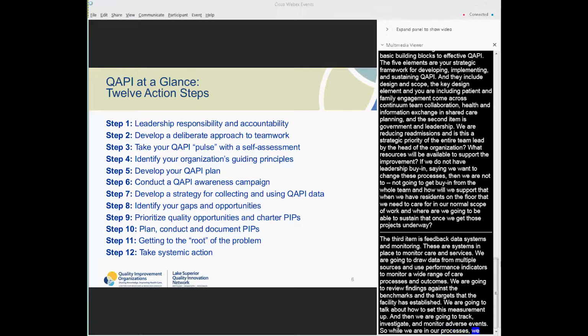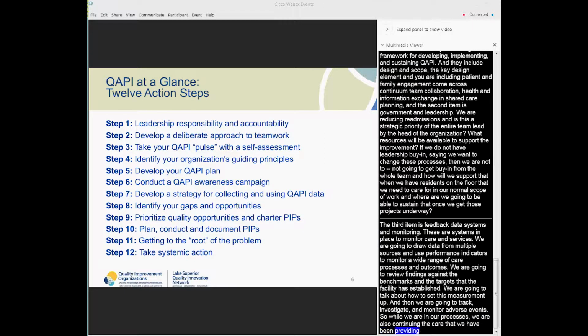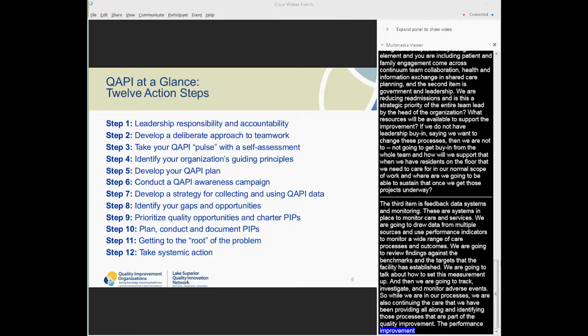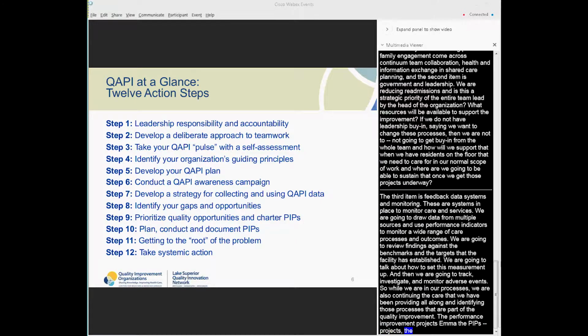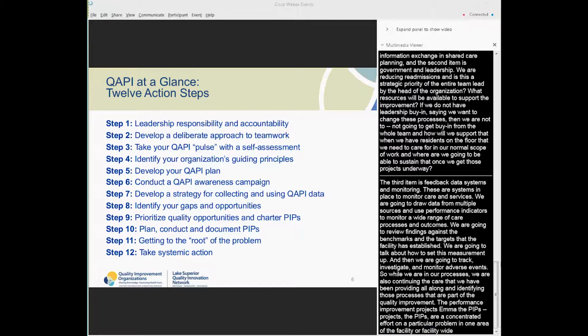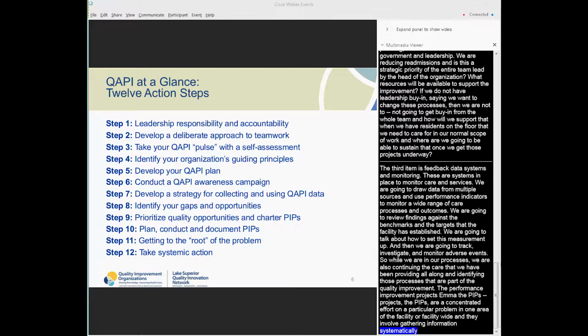And then the performance improvement projects, the PIPs, and if I say PIP, it's because that was a common terminology for me, but the PIPs are a concentrated effort on a particular problem in one area of the facility or facility-wide, and they involve gathering information systematically and intervening for improvement. So let's focus now on how to start the performance improvement project charter.